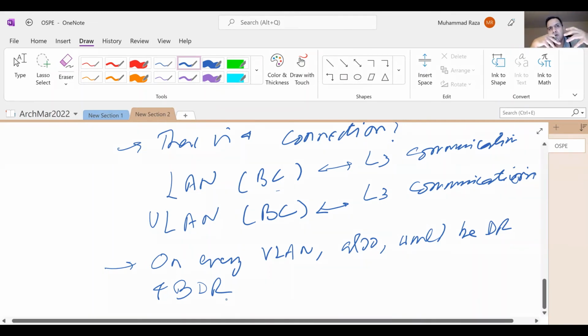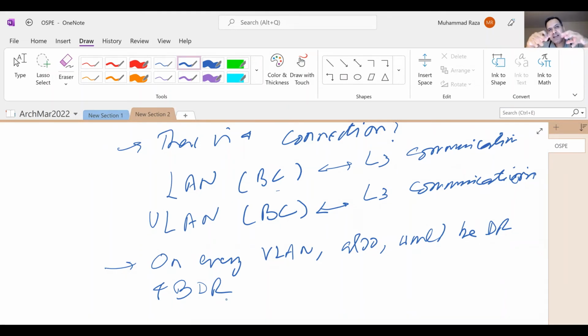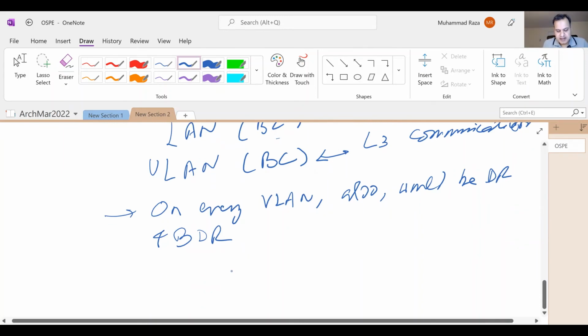So that's how we can say there's no relationship between VLAN and OSPF from that perspective, but one of OSPF's main jobs is to reduce the broadcast. If I reduce broadcast when dealing with LAN, in the same way I reduce broadcast when dealing with VLANs. So that is the detailed answer to that question from my perspective. Does anybody have any question related to this?